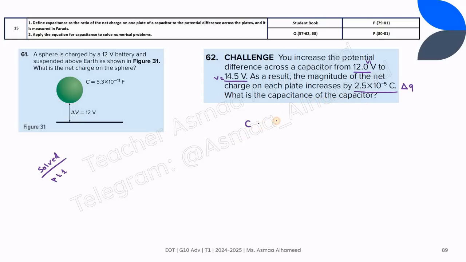So we say C is equal to the change in Q over the change in delta V. Now how much is the change in delta Q? It is 2.5 times 10 to the power minus 5. And how much is the change in the potential? It will be 14.5 minus 12.0. Delta V is actually V2 minus V1. Now we calculate. The answer will be 1 times 10 to the power minus 5 farad.